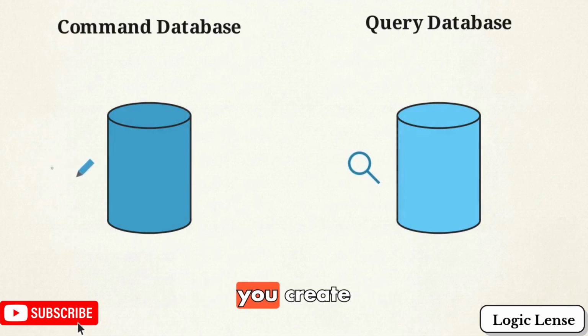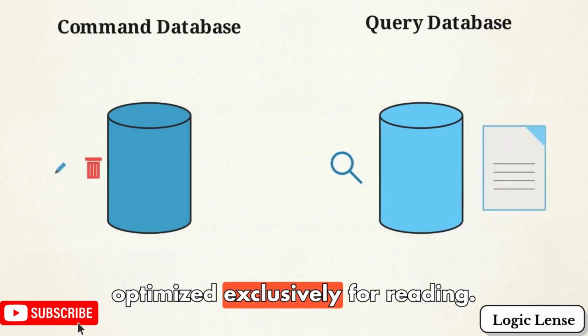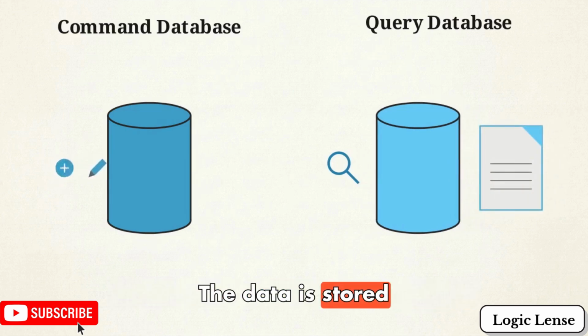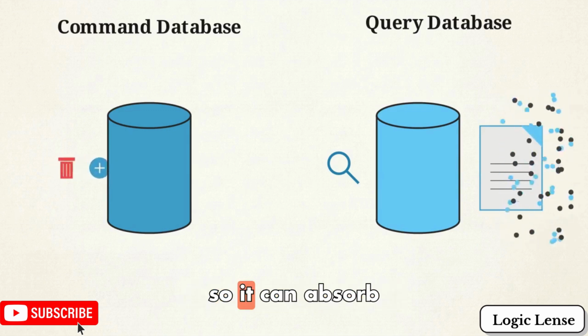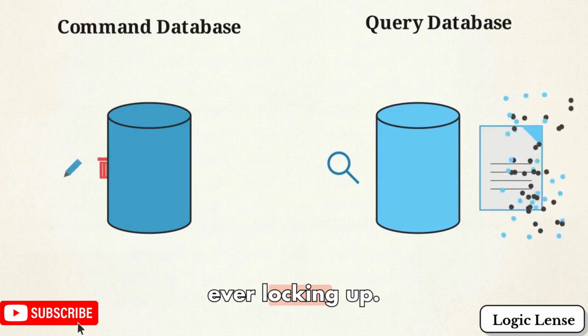Then, on the other side, you create a query database. This is a completely separate lane optimized exclusively for reading. The data is stored in a flat, ready-to-go format, so it can absorb millions of requests without ever locking up.